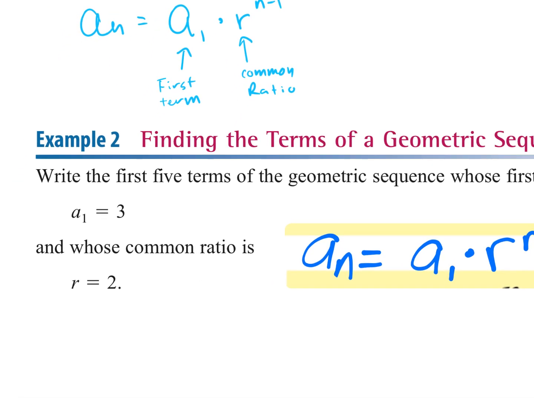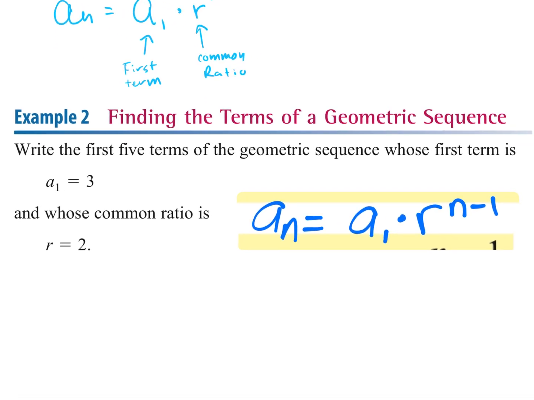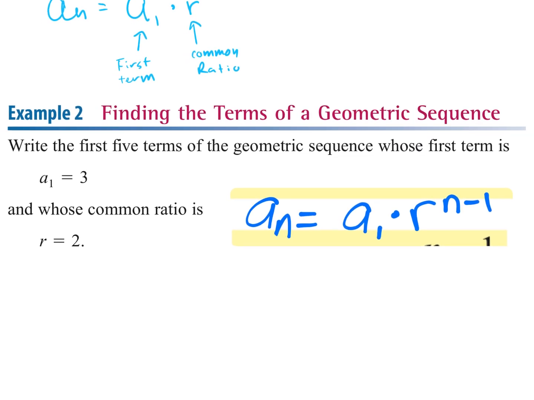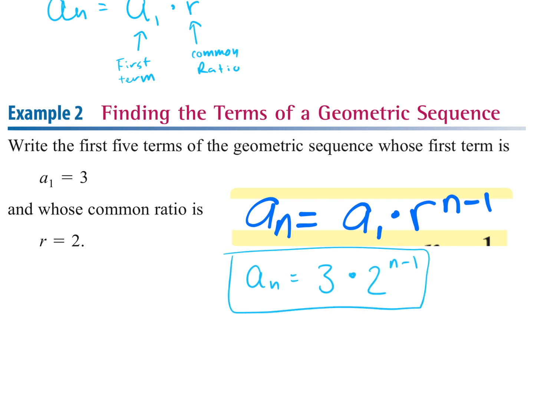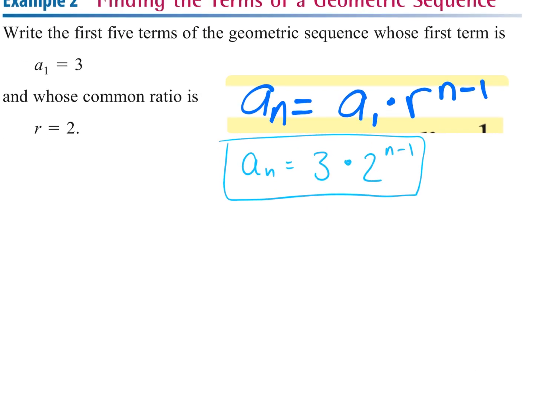Let's take a look at example 2. Let's write the first 5 terms of the geometric sequence whose first term is 3 and whose common ratio is 2. We can plug that into our formula and come up with our general formula for a geometric sequence. What was a sub 1? 3, it's given. What's our ratio? 2, to the power of n minus 1. So this would be our general formula. Our first term was given to us already: a sub 1 is 3.